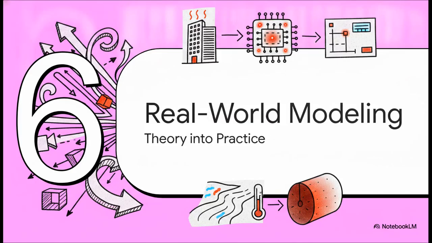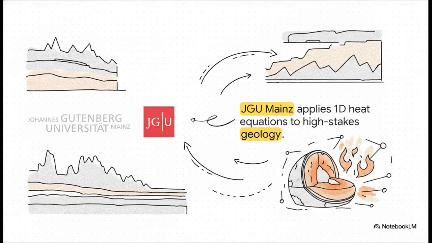Finally, let's look at Section 6, Real-World Thermal Modeling. Let's take everything we've learned so far and see exactly why this math matters out in the wild. Check out this research from the Johannes Gutenberg University in Mainz, Germany. Researchers and students over there, like BJP Kaus, are applying these exact 1D transient heat equations not just to little lab experiments, but to massive high-stakes geological models. It really shows the incredible predictive power of the finite difference method when you apply it to the natural world.